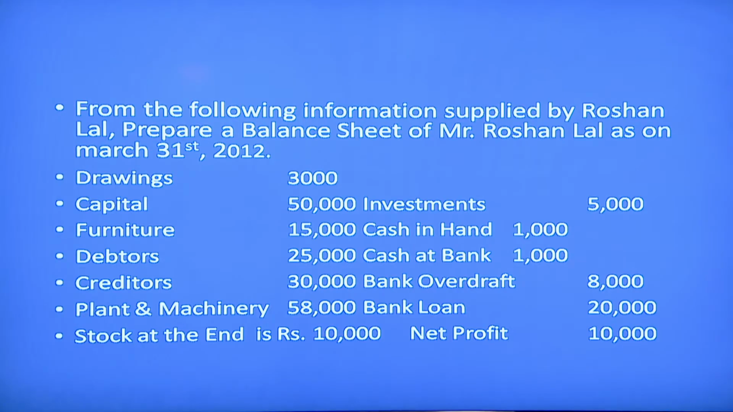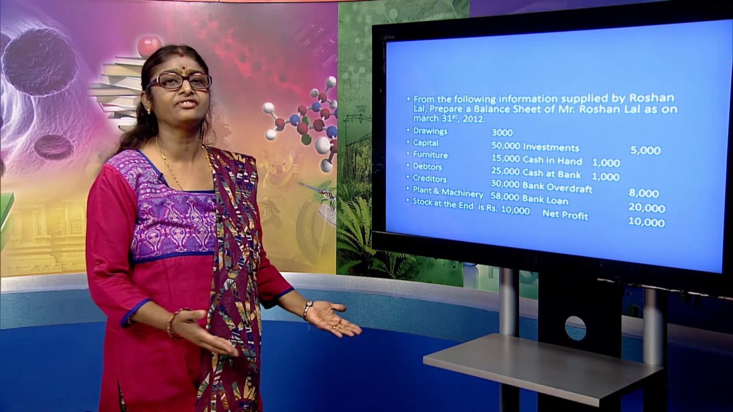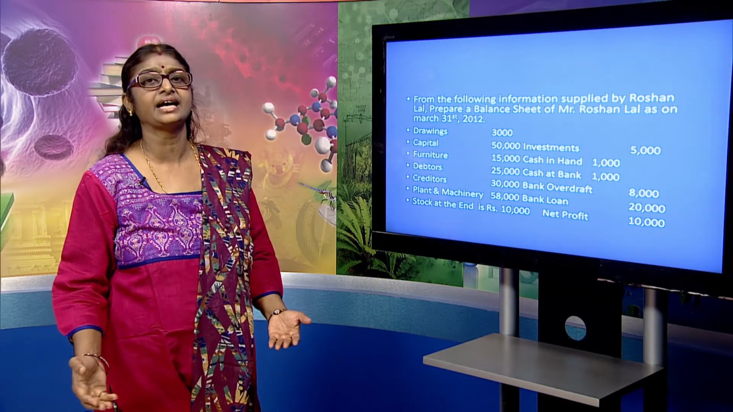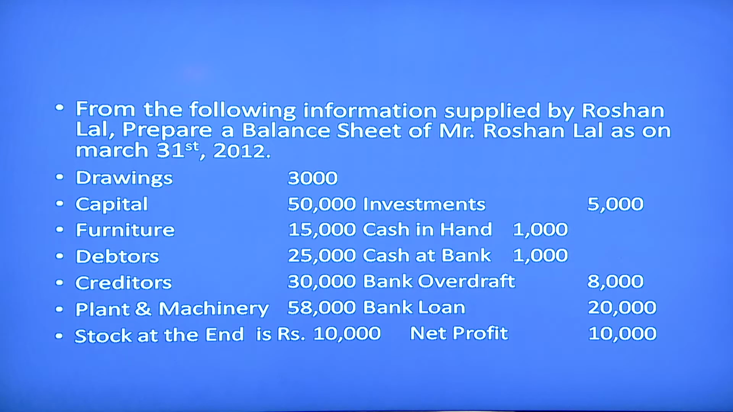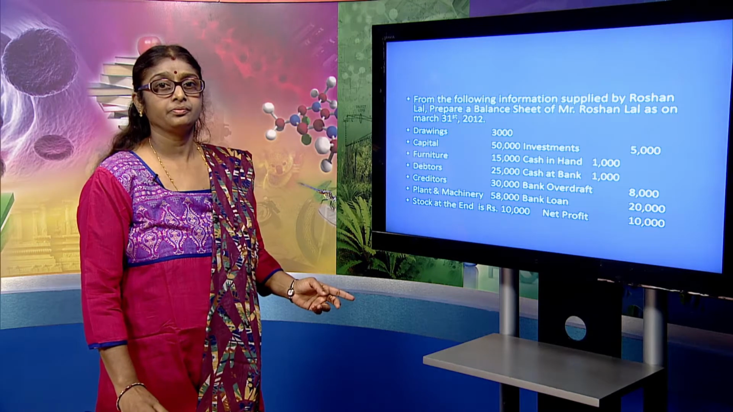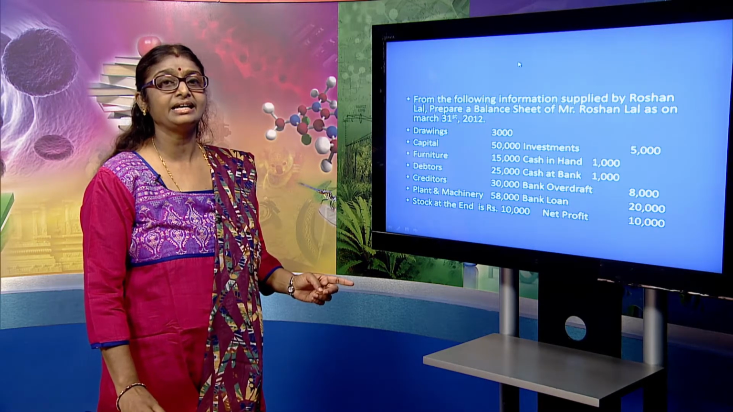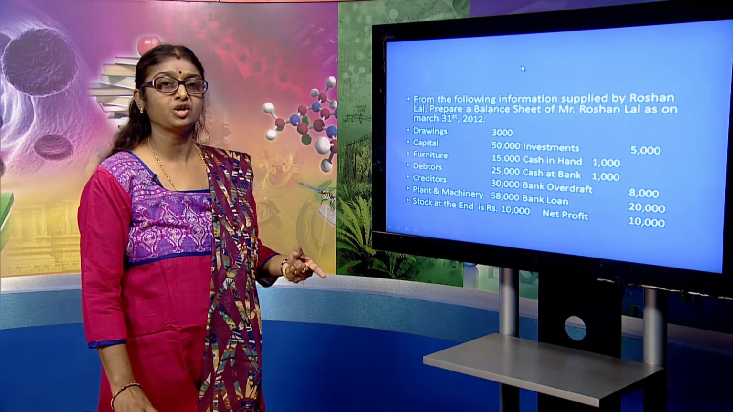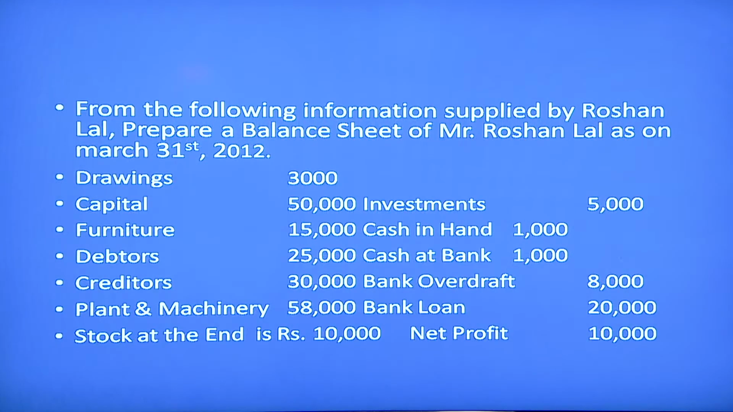Here is also one question for the preparation of the balance sheet. We have given you drawings, capital, furniture, just identifying the liabilities and just identifying the assets. That is what we need for preparing the balance sheet. So, from the question you can easily identify the capital amount is given here. It will be written on the inner column. Then along with that you have to add the net profit and you have to deduct the drawings.